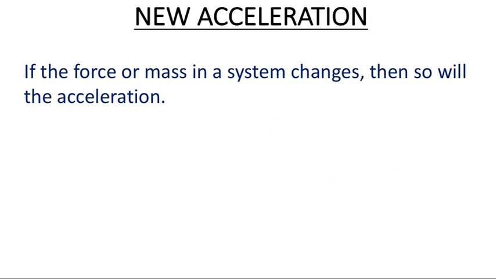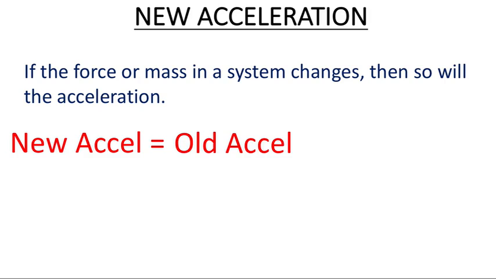If the force or mass in a system changes, then so will the acceleration. We saw this with the train examples that we just looked at. Now, the changes are predictable, and we can use an equation. If you want to know the new acceleration, then what you need to do is take the old acceleration, multiply by the force ratio, and divide by the mass ratio.